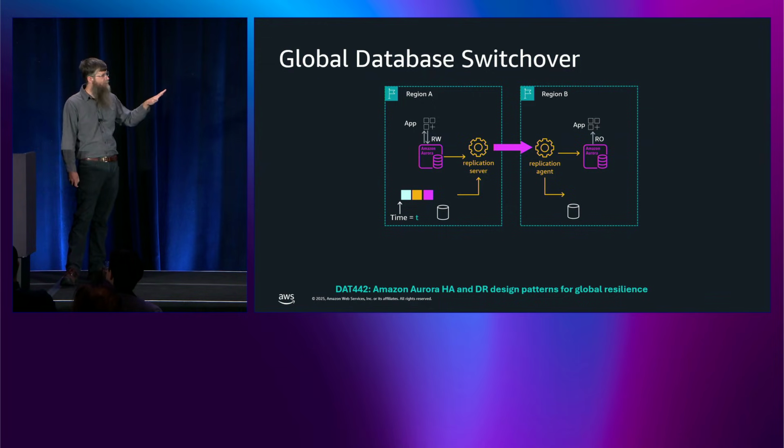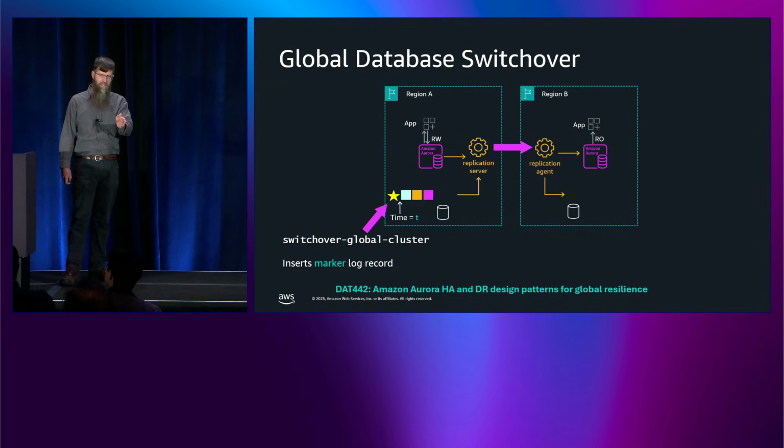You can see down the bottom left corner, there's those coloured squares. That's those log records, right? And they are in a time sequence. This one was written before this one, before this one. And we say, I want to do a switchover at this point in time.